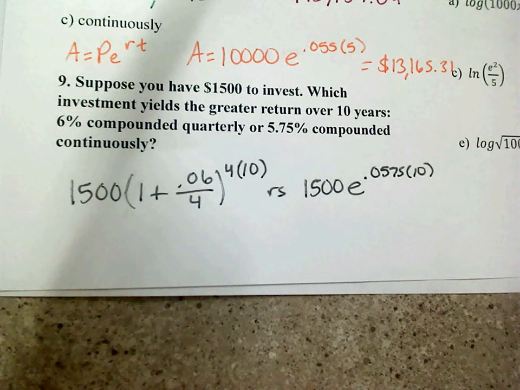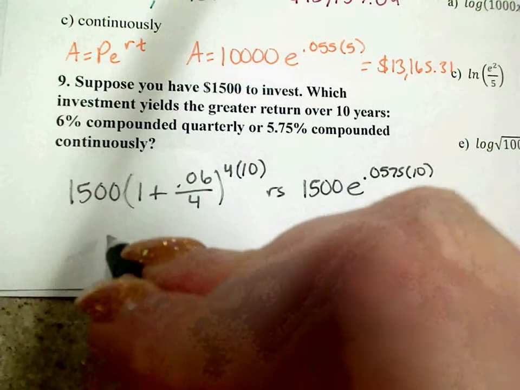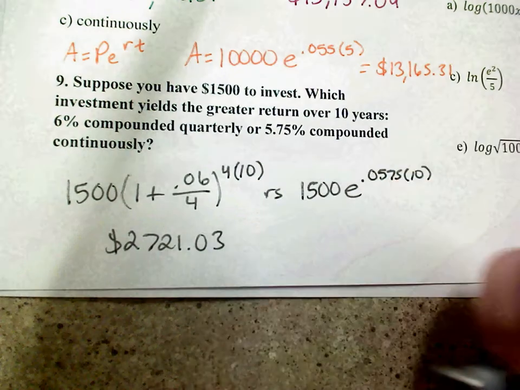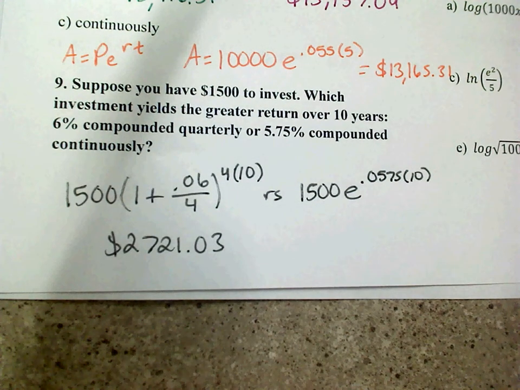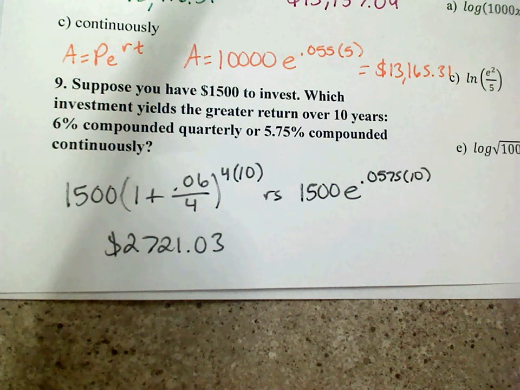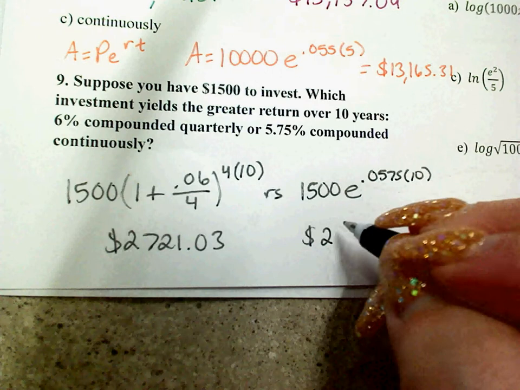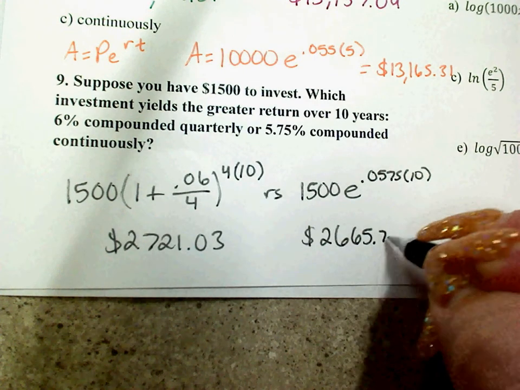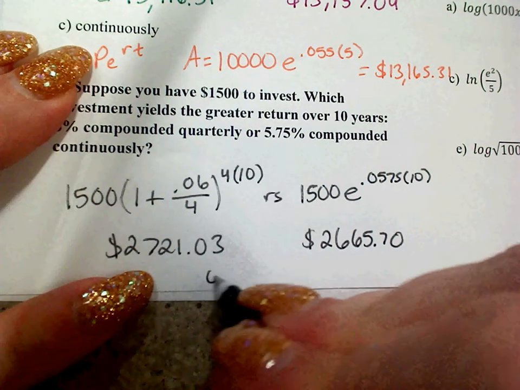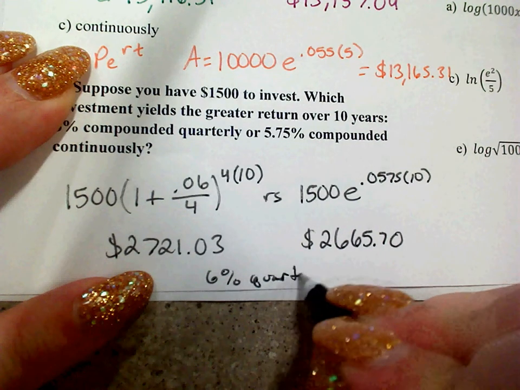Okay, so for this one, I got $2,721.03, and for the other one, I got 0.0575 times 10. Taking it. $2,665.70. So which one is better? 6% quarterly. Because that is greater than that.